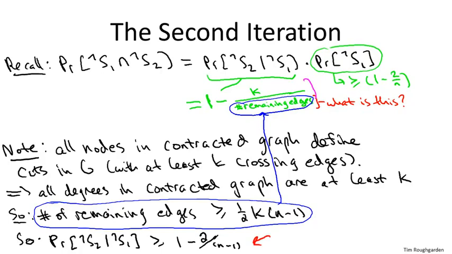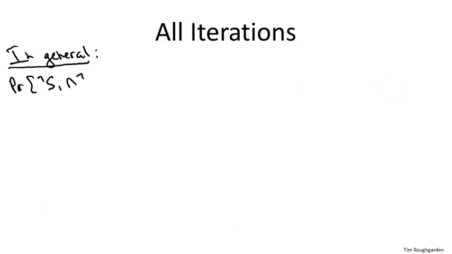So that's pretty cool. We took the first iteration, we analyzed it, we showed the probability that we screw up is pretty low. We succeed with probability at least 1 minus 2 over n. In the second iteration, our success probability has dropped a little bit, but it's still looking pretty good for reasonable values of n: 1 minus 2 over n minus 1. Now, as I hope you've picked up, we can generalize this pattern to any number of iterations. So the degree of every node in the contracted graph remains at least k. The only thing which is changing is the number of vertices is dropping by 1.